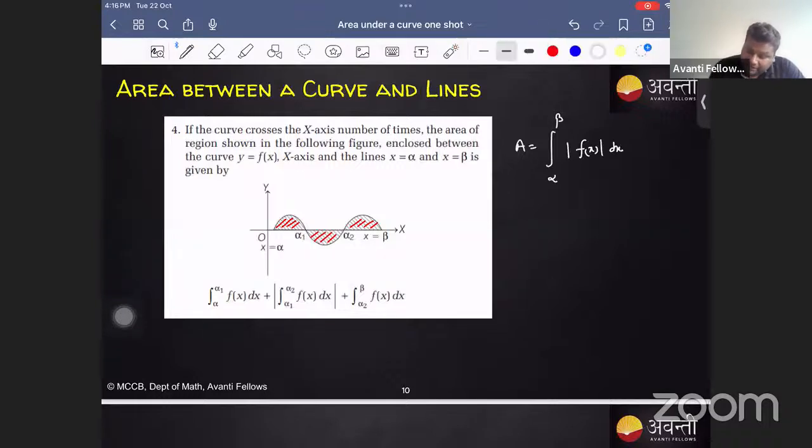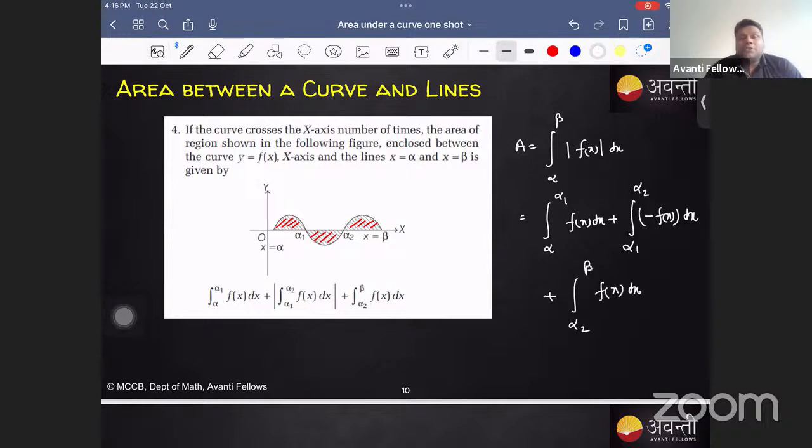So for that case, we will be breaking this integration as alpha to alpha 1 fx dx, because fx is positive. Then alpha 1 to alpha 2, it will be minus of fx dx. And then alpha 2 to beta, it will be again fx dx. This much of hard work we have to do. And to get through this, you have to identify what are the roots this function is having. Got it?